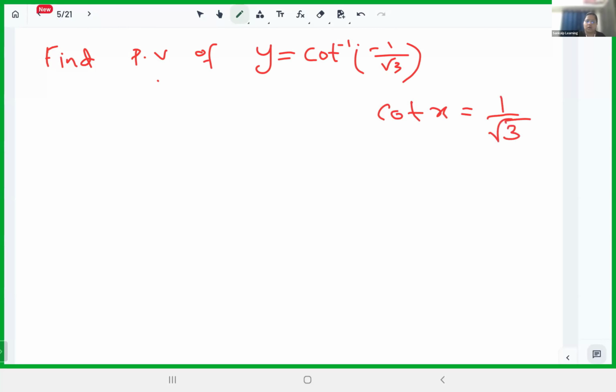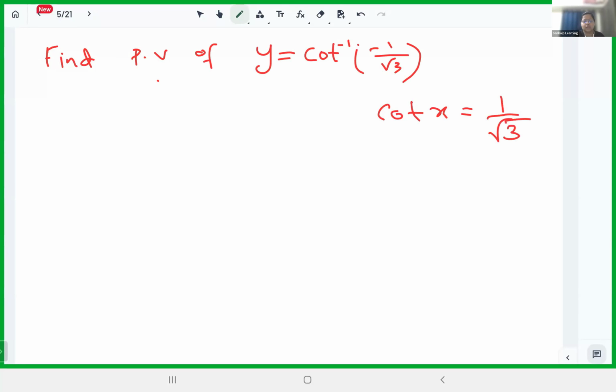Find the principal value of y equal to cot inverse of minus 1 by root 3. How will you solve this type of question? Again, you have to convert 1 by root 3 into some function of cot, and then only you can apply the property cot inverse of cot x is equal to x. You have to find which angle will give you 1 by root 3 in the function cot, that is, cot x is equal to 1 by root 3.